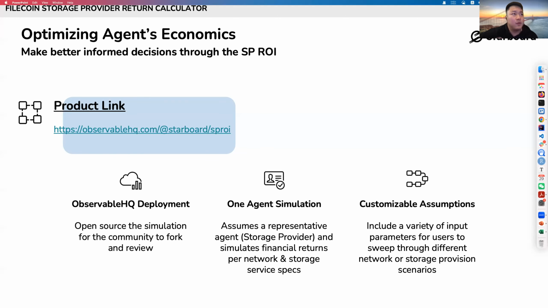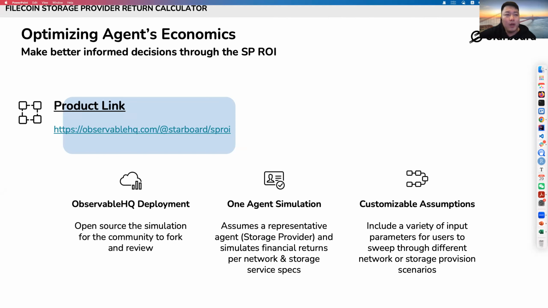Right now the official product link is the one you've seen, probably already browsed through a bit, in Observable. So here today, I just want to quickly stress three features that I think are worth mentioning. First, it is an Observable deployment by purpose, because we actually want to open source the simulation for the community to fork and review or just make their own modifications. So in terms of the algorithm, it's all open, it's all white box.